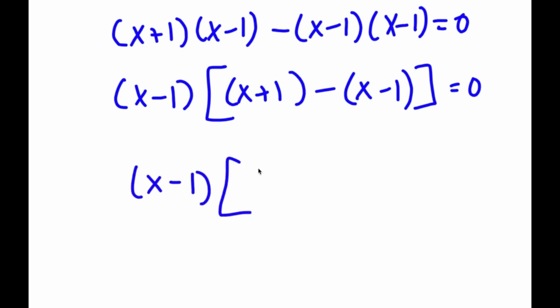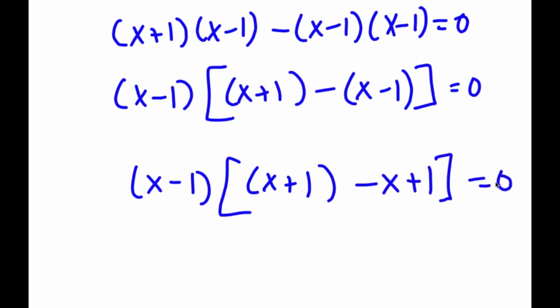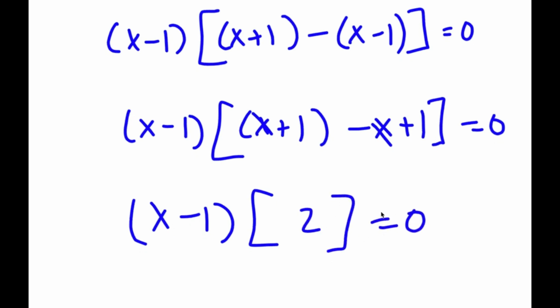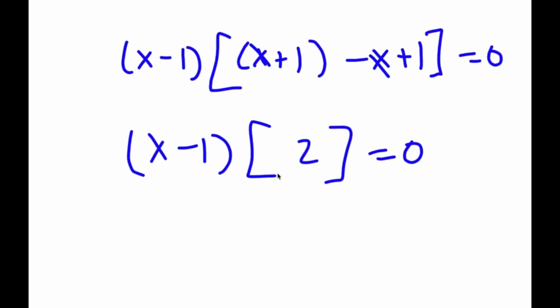Now this is equal to x plus 1 minus x plus 1, and which is equal to, these two x's cancel out, so all I'm left with is 1 plus 1, which is 2. So I have (x minus 1) times 2 is equal to 0.